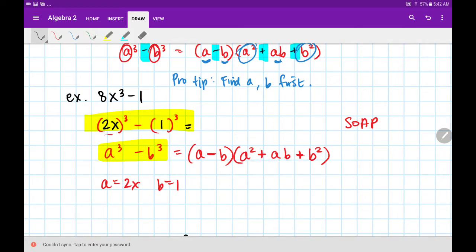And we have a guide right here. We'll use that. So my A was 2x, then I need to minus my B, which is 1. Next, we're going to square our A term. So that means take 2x times 2x. That's 4x squared.